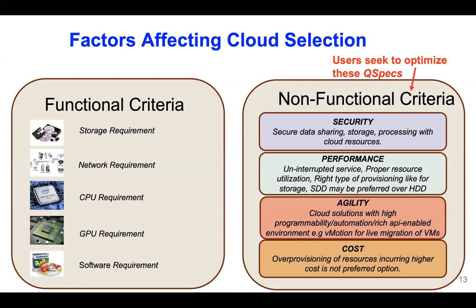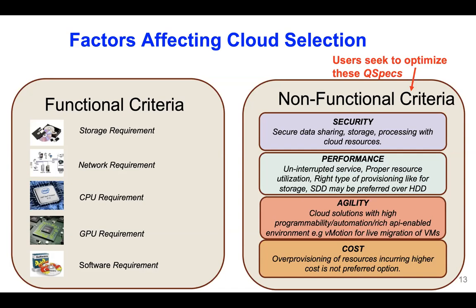And in a realistic sense, the problem is much more complex, right? So we obviously want these functional criteria from the providers, right? We want some storage, network, computing, GPU, some kind of software stacks. But at the end of the day, the users are really looking to optimize what we call Q specs, the quality specs. They want high security, they want high performance, they want high agility, so that they can manage their applications much more easily through automation. And obviously at the end of the day, they are worried about cost.